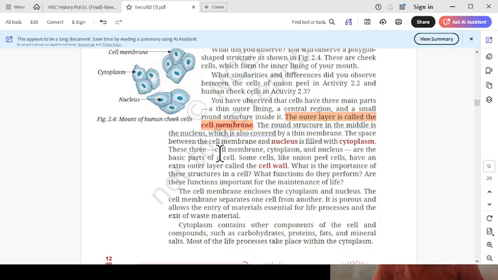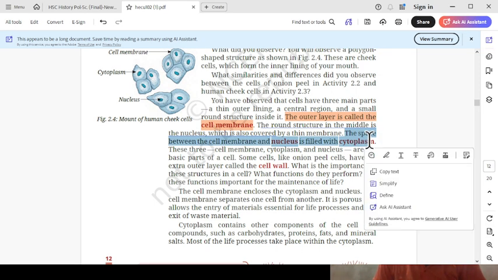The space between the cell membrane and the nucleus is filled with some materials. That material is called cytoplasm. So what is cytoplasm? The space between the cell membrane and the nucleus is filled with some materials that is called cytoplasm. So these three, cell membrane, cytoplasm and nucleus, are basic parts of cells.